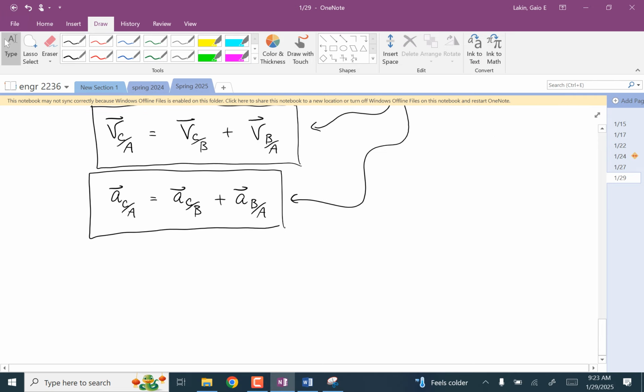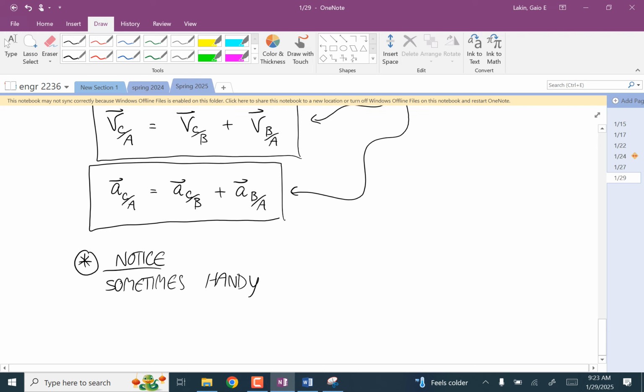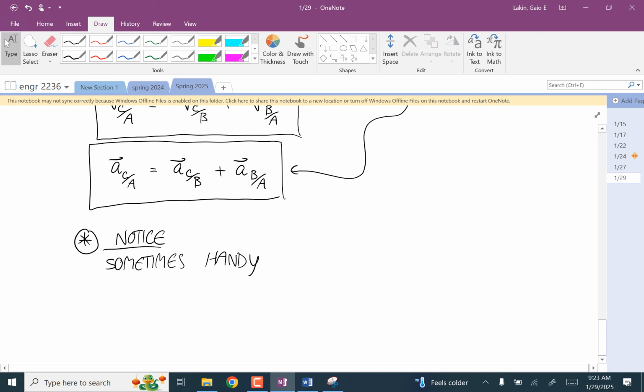One thing to notice as we go through these, this is something that's always true. Sometimes it comes in handy. No matter what your subscripts are, this time I'm going to call them M and N just so they're representing something random, the position of M relative to coordinate system N is the negative of the vector position of N relative to M.